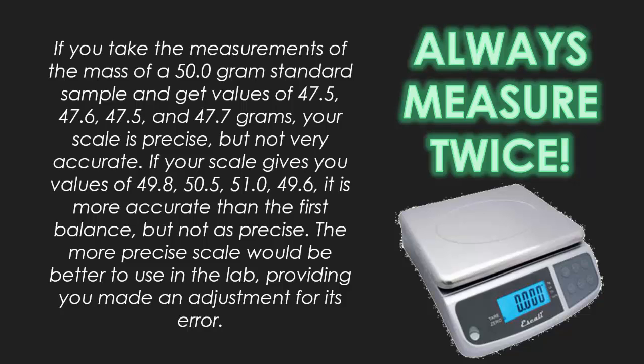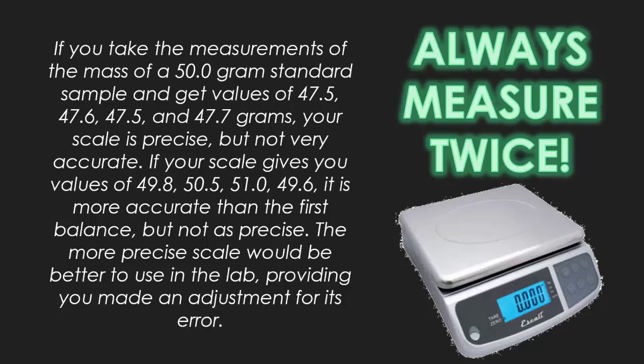In science, we're going to be talking about the fact that we should always measure things twice. If you take a measurement of a mass of a 50-gram sample, you might get values like 47.5, 47.6, 47.5, and 47.7. Your scale may be precise because the numbers are not fluctuating, but it's not accurate because you know it's 50 grams. But if your scale gives you values like 49.8, 50.5, 51, and 49.6, it is more accurate because it's closer to 50, but because the numbers are varying so much, it is not precise.